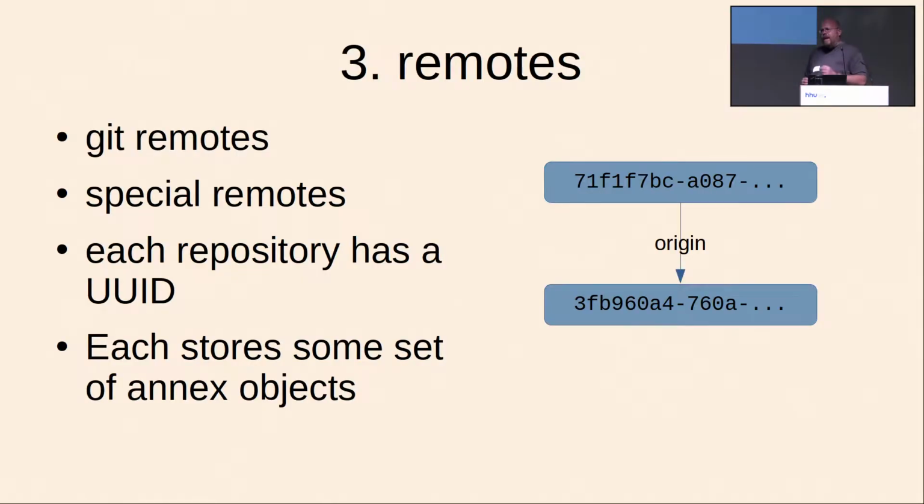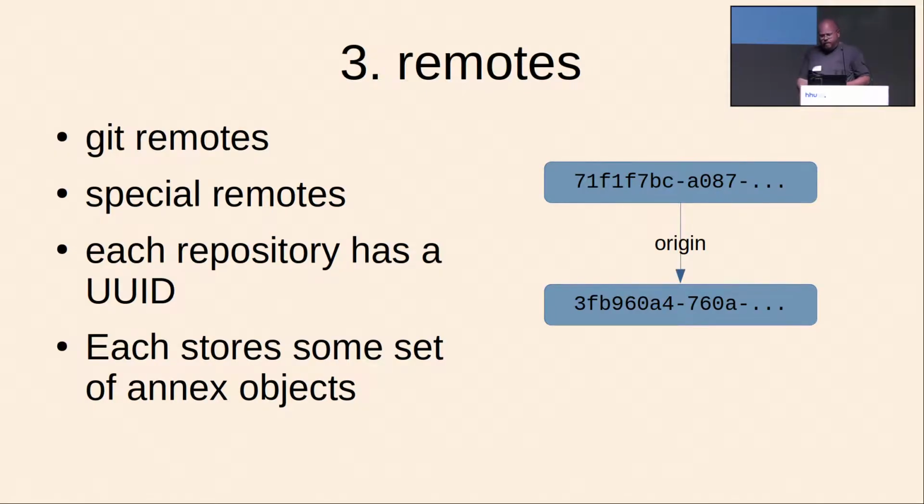Now, the key thing in git-annex is that every repository has a unique identifier. We use a UUID to identify it, and the reason we need to do that is because each git-annex repository stores some set of the annex objects, not everything. And so if you want a copy of a particular object, you need to know where that is so that you can go get it. And so git-annex assigns a UUID to everything. So here, if you have your repository up here at the top and an origin remote down here, they each have a UUID, okay?